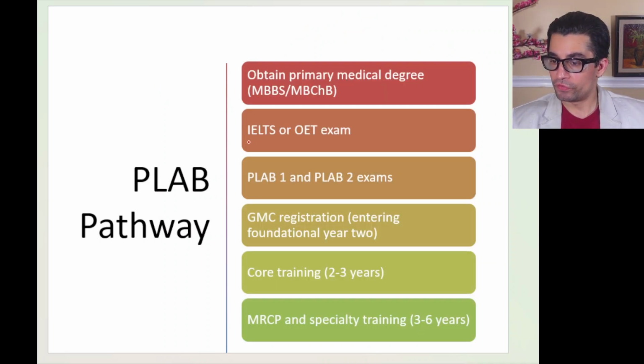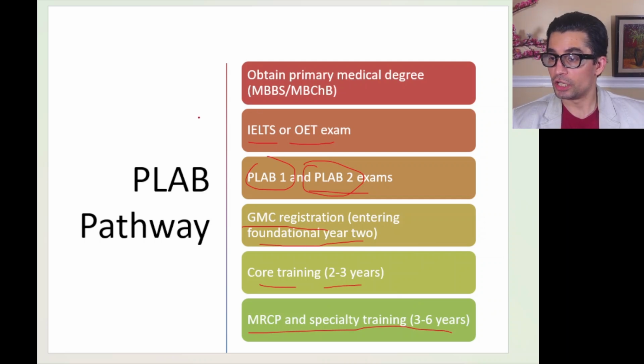So for PLAB, you also have to do some English tests, and IELTS and OET, as we discussed, are English proficiency tests. Then you have PLAB 1 and PLAB 2 examinations. Now, PLAB 1 is a theoretical knowledge-based examination, and PLAB 2 is actually more of a practical clinical skills test that you have to do in the UK. Subsequently, you obtain your GMC registration and foundation year 2, right? Then you have core training, which lasts around 2 to 3 years, and then you go into your MRCP and your specialty training that could go for around 3 to 6 years.